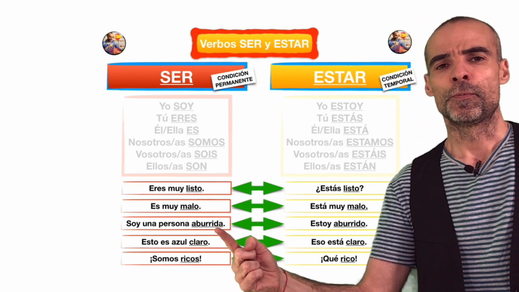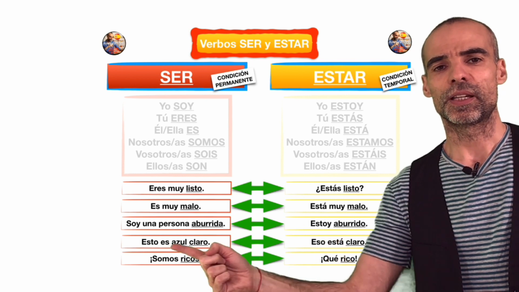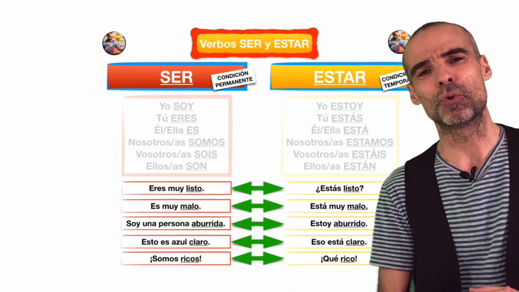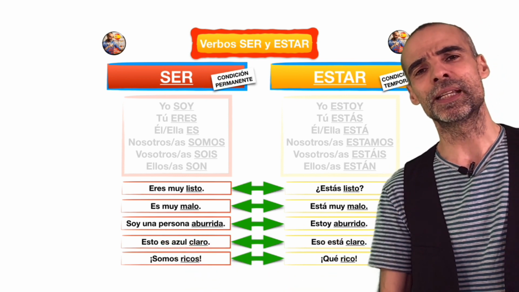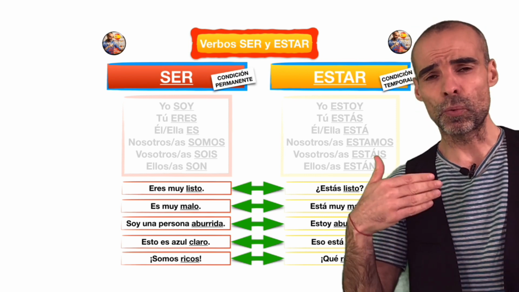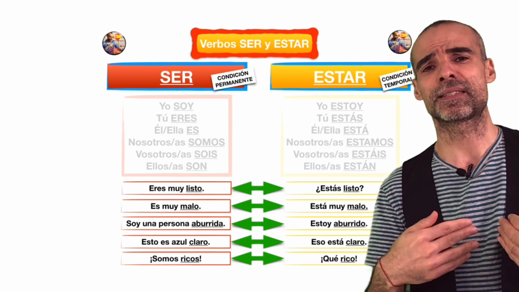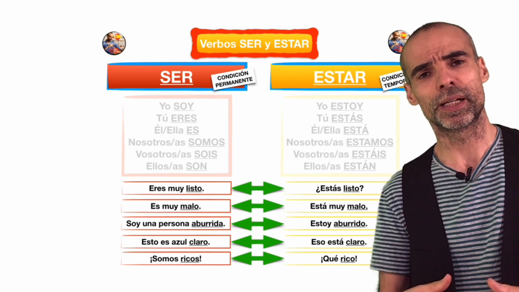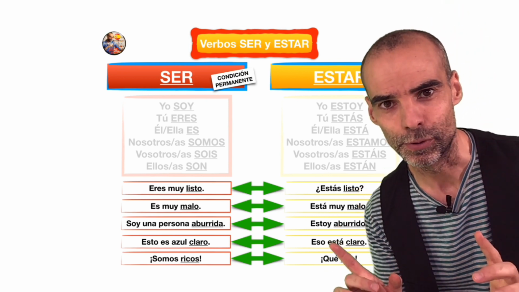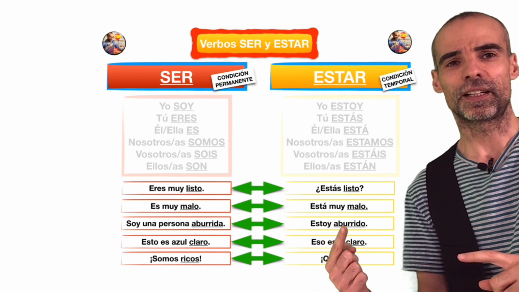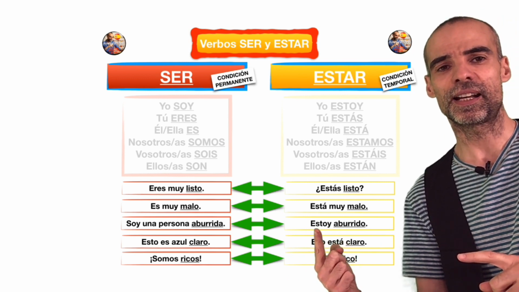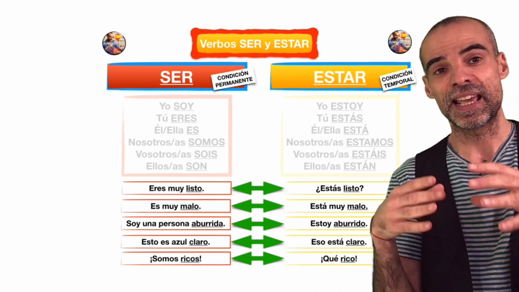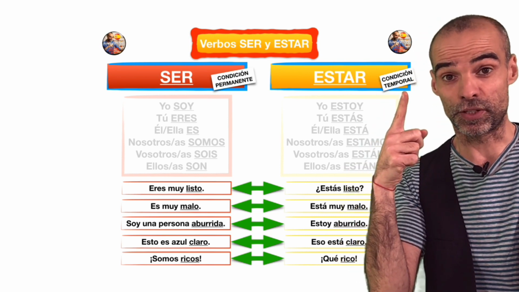Okay, next one. Aburrido. Soy una persona aburrida. I'm a boring person. This is the way I am. I'm not gonna tell you jokes for you to have fun. Whatever, I don't care. I'm boring. This is an example. But here, the verb estar, estoy aburrido, means now, temporary condition.